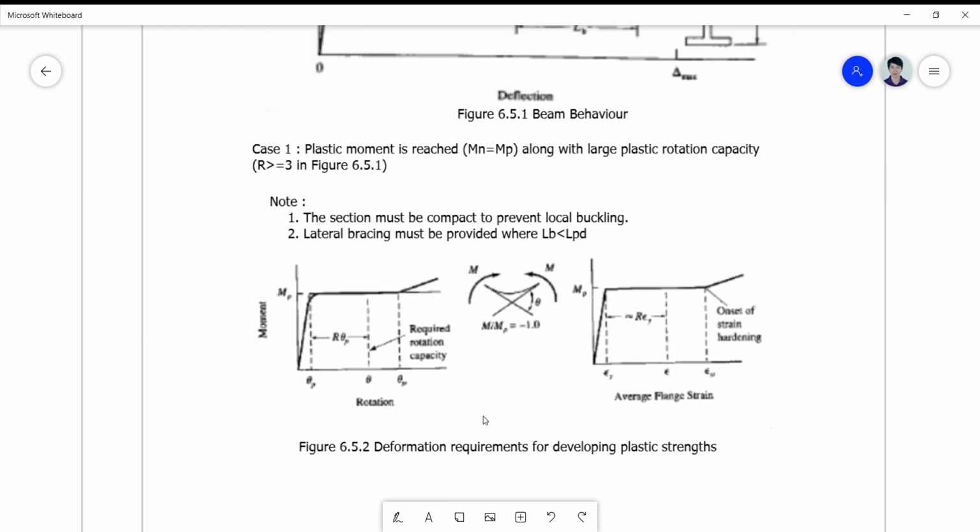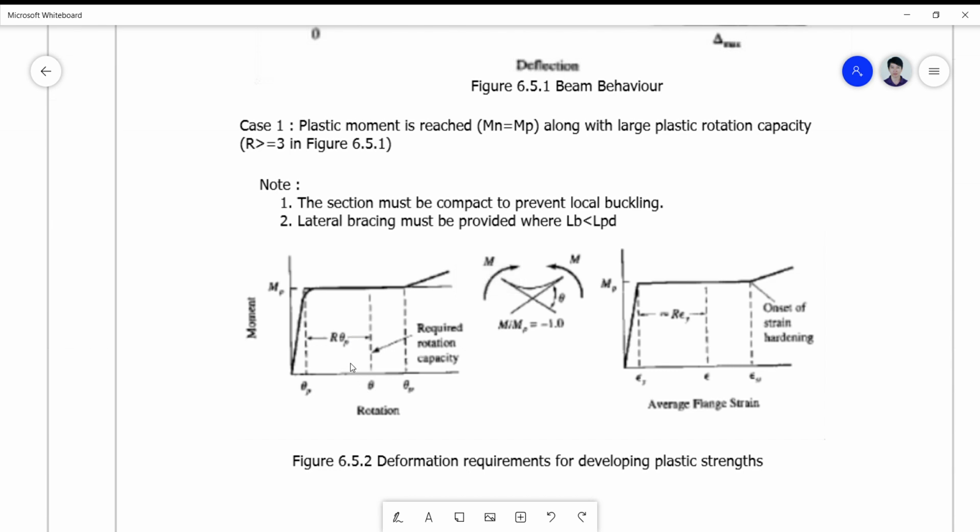Here is now your rotation, the moment rotation or moment curvature relationship. Your range of rotation here is equivalent to your plastic rotation multiplied by R. So this is the required rotation capacity for case 1. If you talk of the plastic moment versus the average flange strain, simply convert this in terms of strain, epsilon, instead of plastic rotation, theta p.